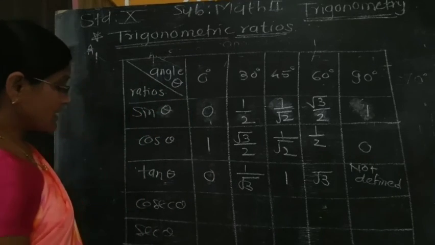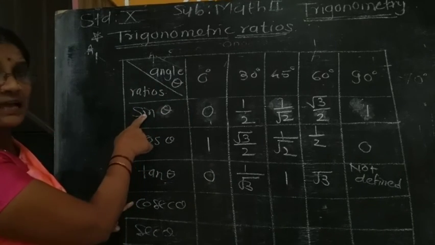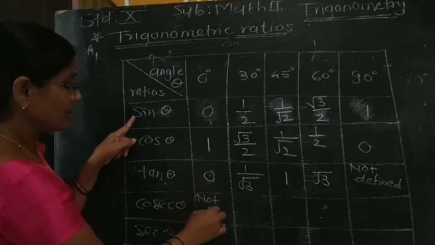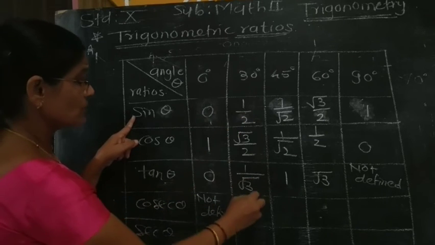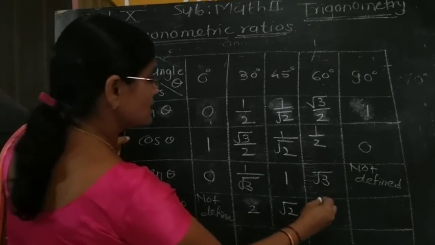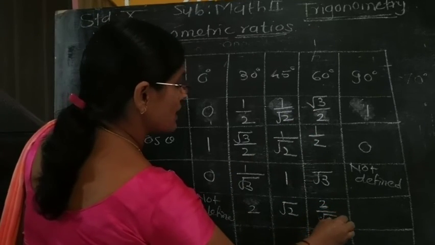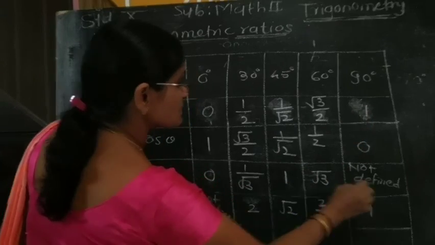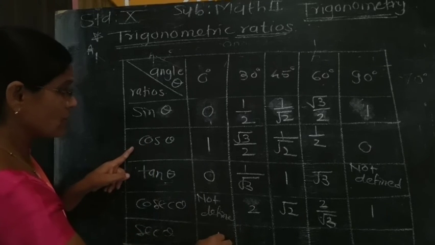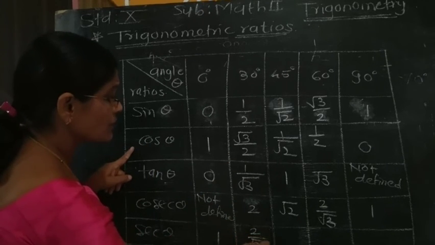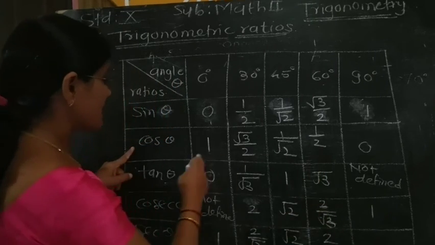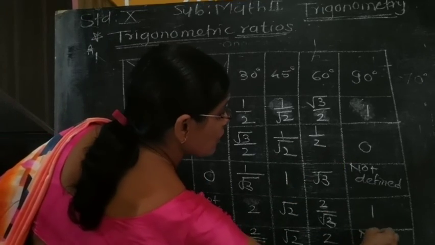After that we know that cosec means inverse of sine. Inverse of sine at 0 means 1 upon 0, that is not defined. After that the inverse of 1 upon 2 means 2 only. This will be root 2. Inverse of this, that is 2 upon root 3, and 1 upon 1 means 1. Sec is inverse of cos. 1 upon 1 is 1. This will be 2 upon root 3. This will be root 2. This will be 1 and 2 only. And after that 1 upon 0 again, not defined.